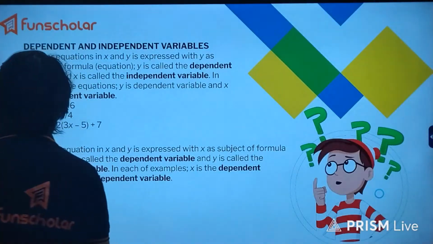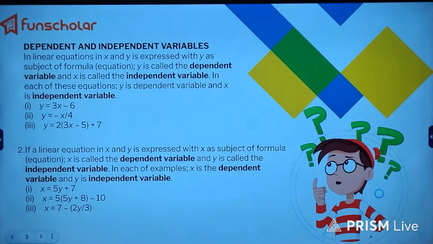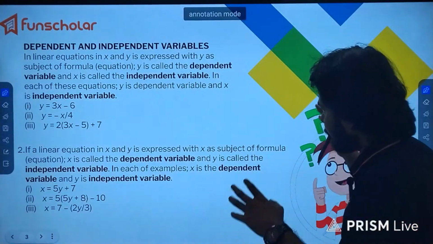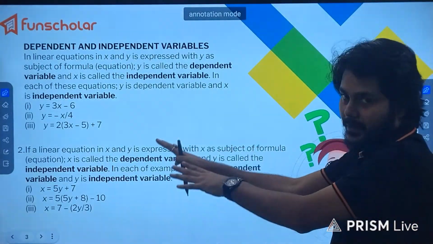Now, dependent and independent variables. Now see carefully, because we are entering into the topic.